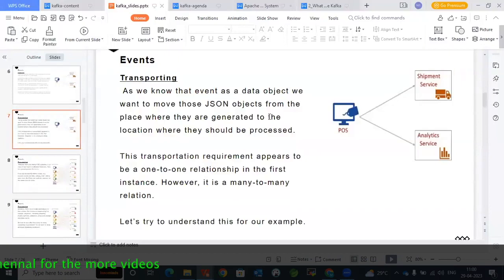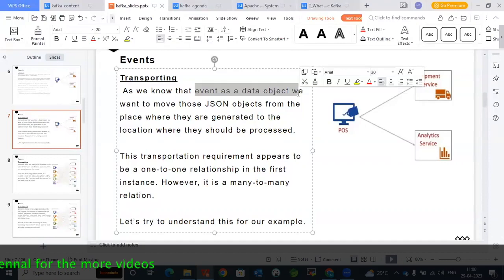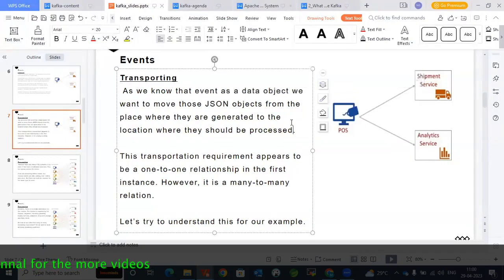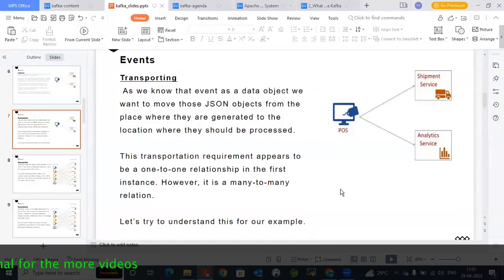Now, as we know, an event is a data object. An event contains the data, meaning the invoice contains the data. So as we know the event is a data object, we want to move those JSON objects from the place where they are generated to the location where they need to be processed. So from here to here, we need to transport the event.